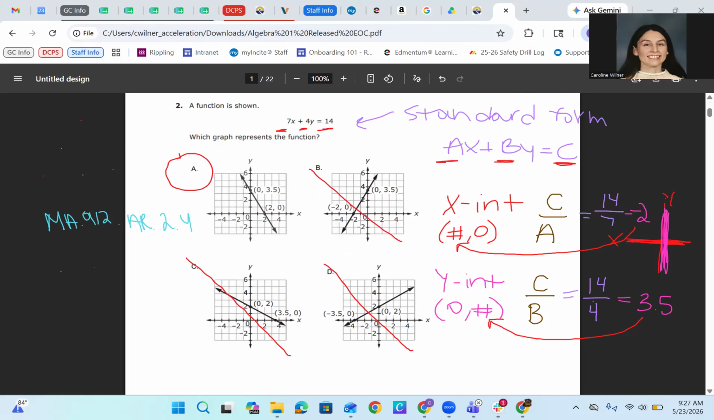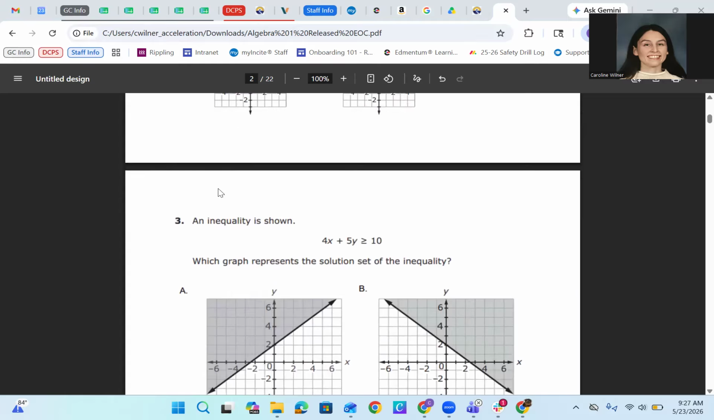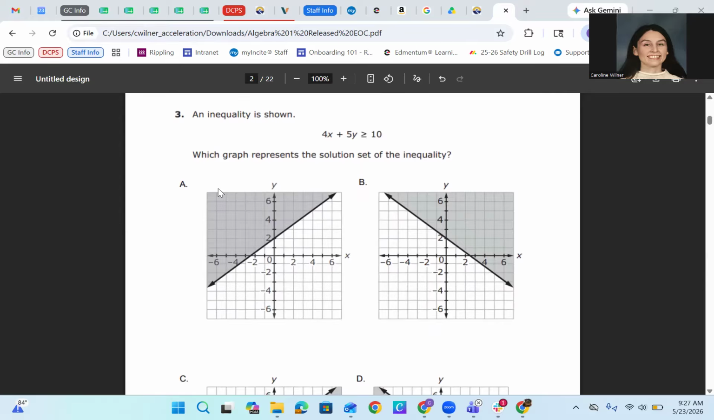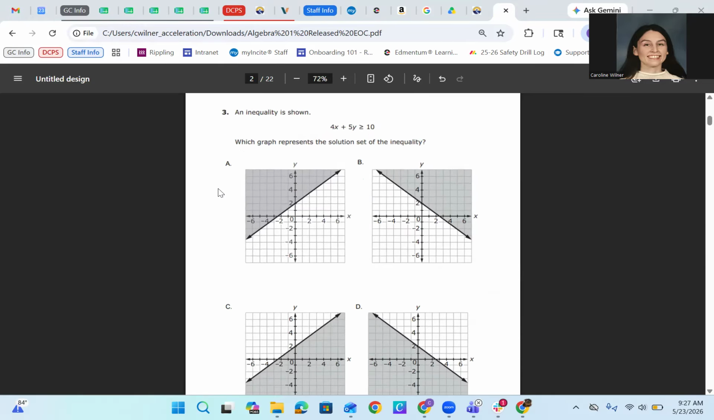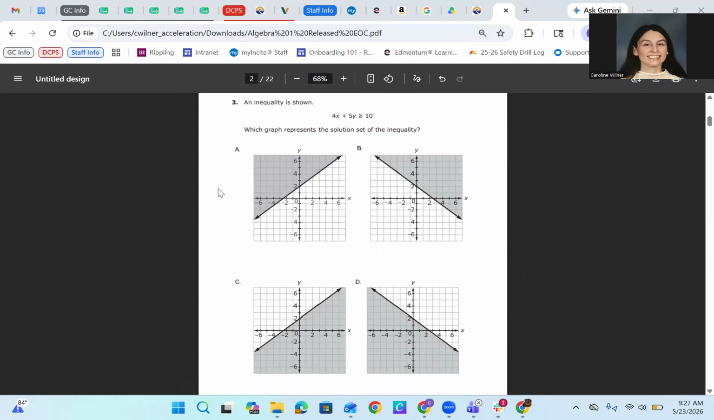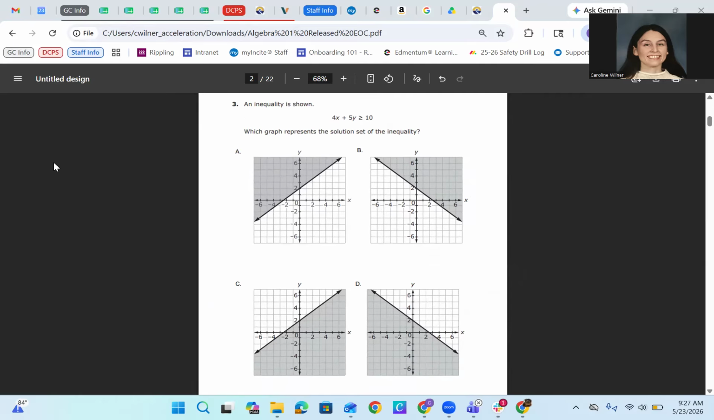All right, moving on. All right, so this next question here, it is giving us an inequality as shown. It says, which graph represents the solution set of the inequality? So inequalities are the symbols that you see in place of an equal sign. So that is our inequality right there.